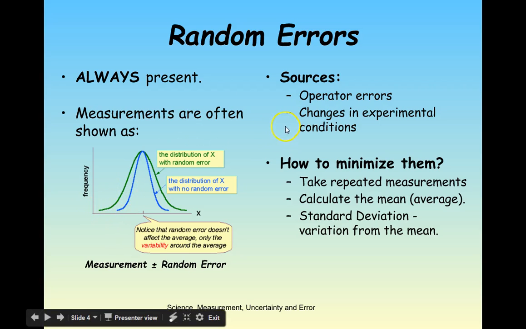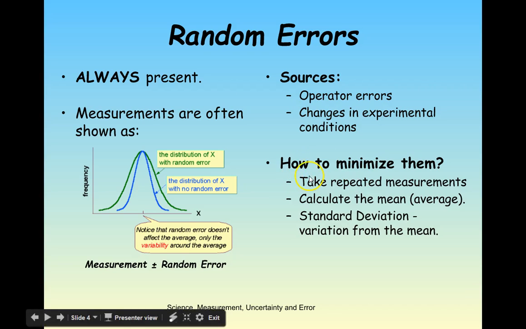When we look at random errors, we try to minimize as many of those as we can, but sometimes there are operator errors that can be random, and sometimes changes in experimental conditions. For instance, if we were to do a lab outside, we can't control every single variable that happens outside. Wind speed, temperature, humidity, those variables can affect your experiment, and those are a result of random errors.